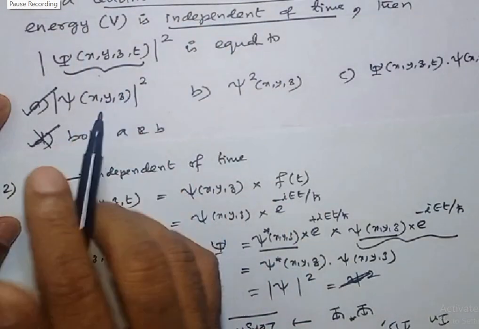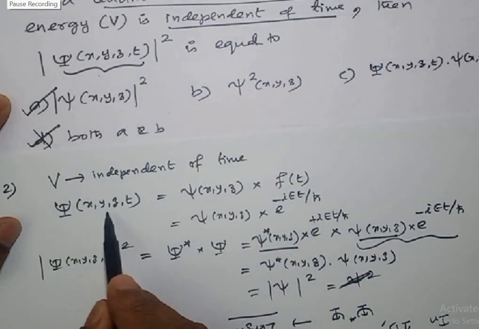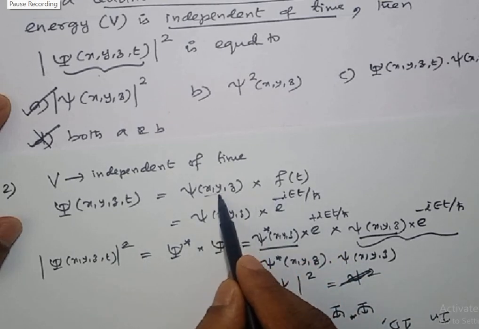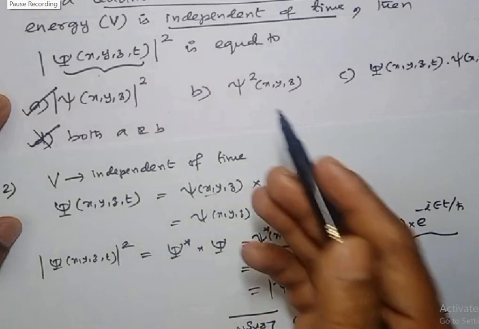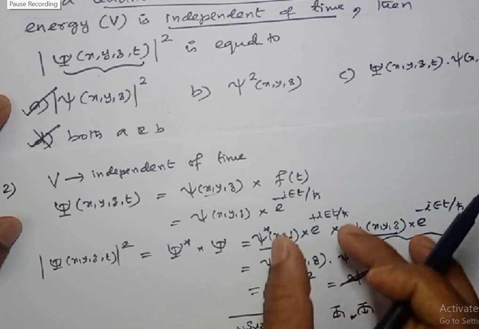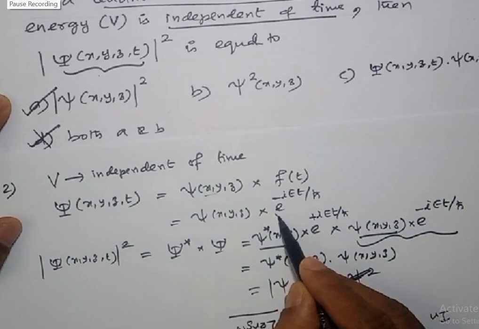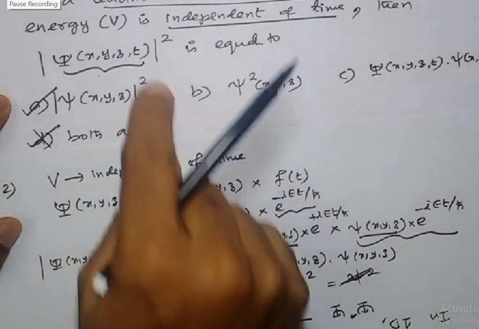But since potential energy is independent of time, you can separate the total wave function into two parts. One part depends only on coordinate and the other part depends on time. And if you solve the Schrödinger equation, the time part comes out as e power minus i E t by h cross for all systems if potential energy is independent of time.